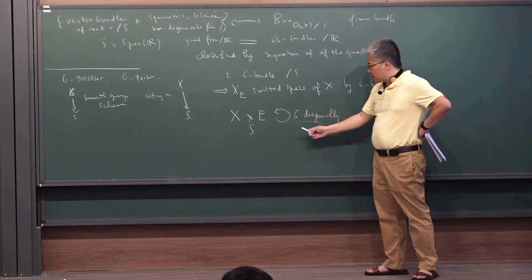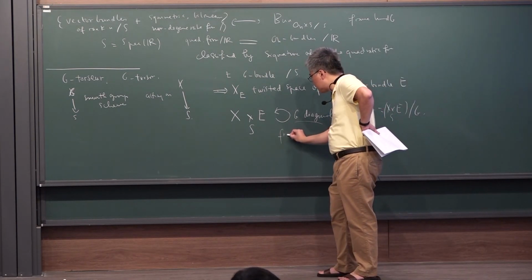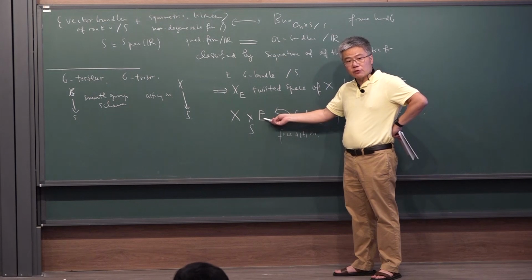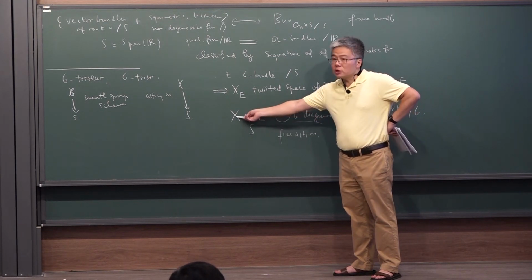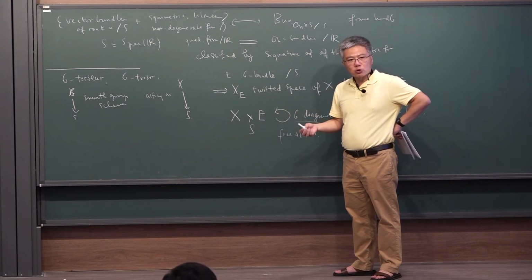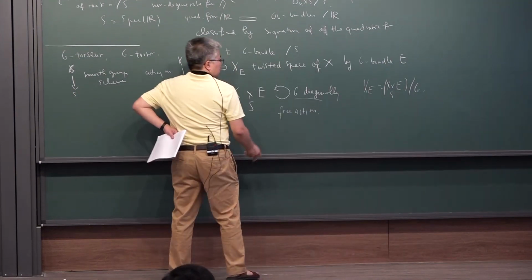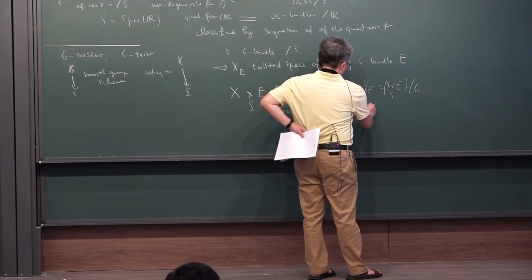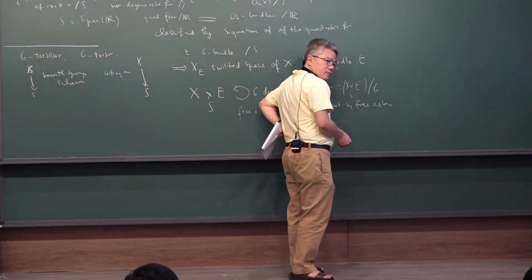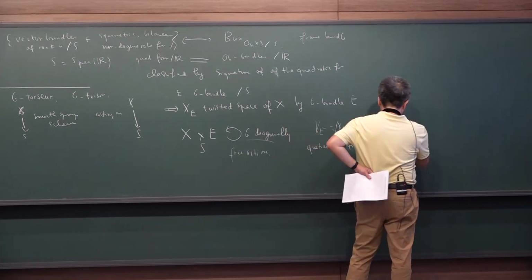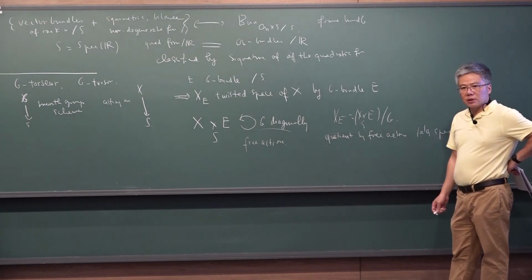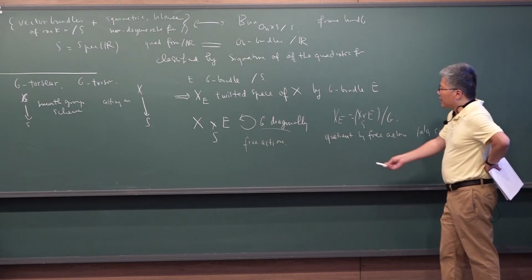The main thing is that it's a free action. No matter what you do here, the action is free. So every time you have X with a free action, you have a quotient. The principle is that the quotient by a free action is always, I mean, not a scheme, but always an algebraic space. I don't want to define it, but in many situations it is a scheme.